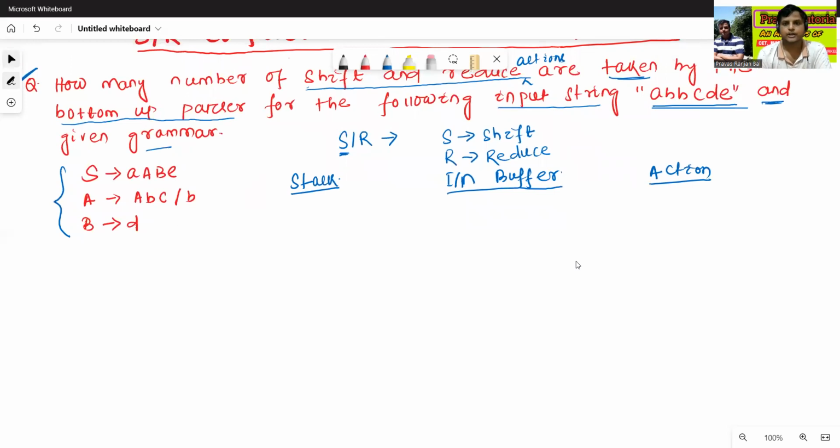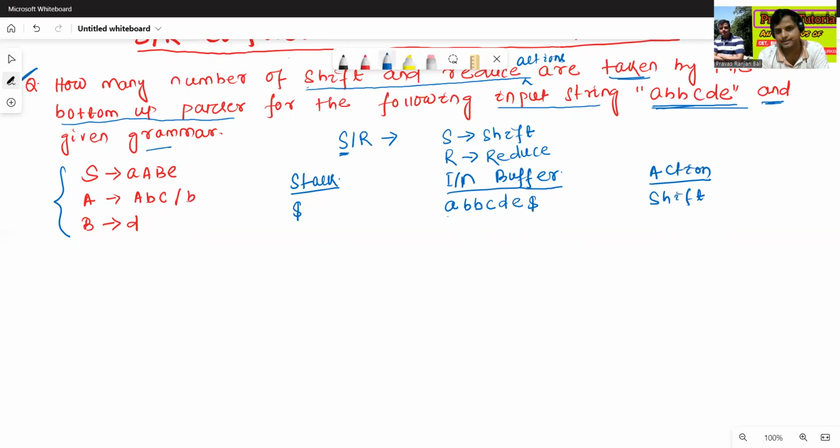So the initial stack contains dollar. The input buffer contains the input string A, B, B, C, D, E, dollar. At the initial stage, the stack only contains dollar and the input buffer only contains the input string. The first action is always a shift action.